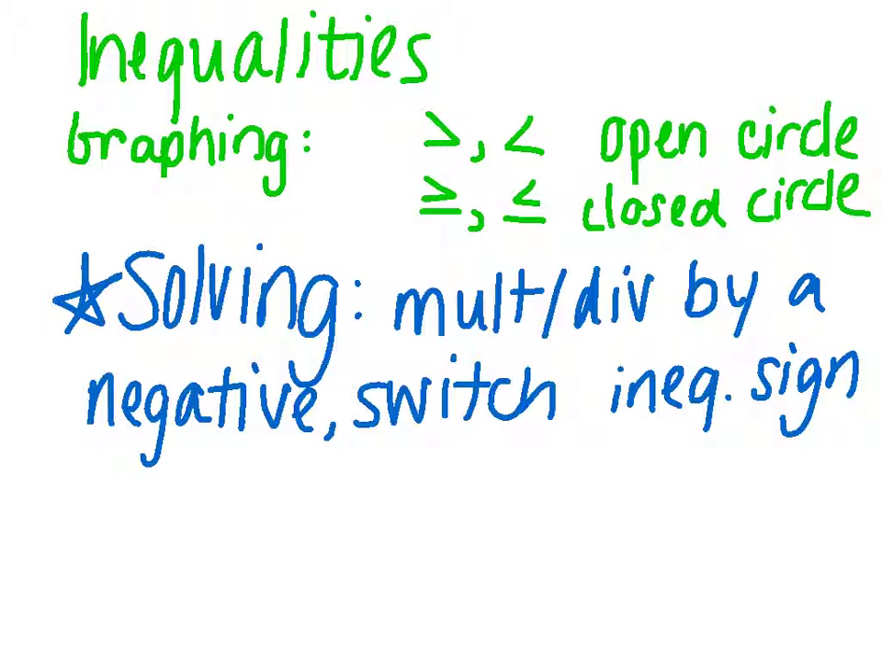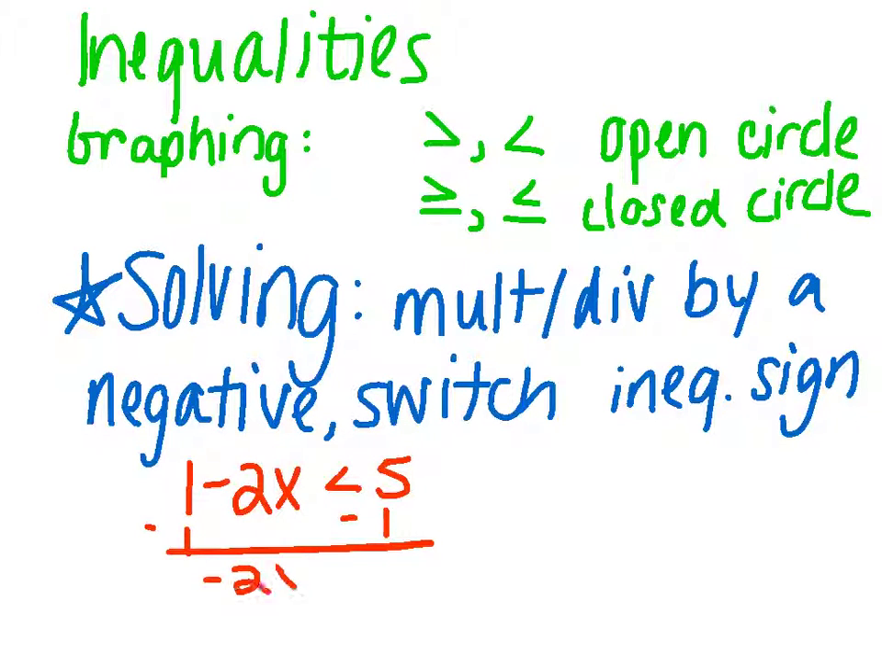And let's do an example of that. 1 minus 2x is less than 5. Solve it. What's the first step? You guys know how to solve. Remember, this is just solving just like a regular equation. Brandon. Subtract 1 from both sides. Thank you.